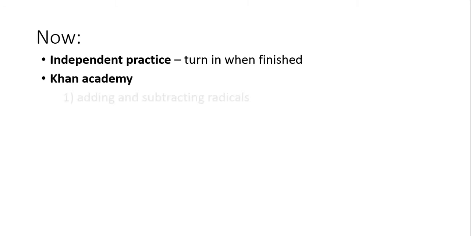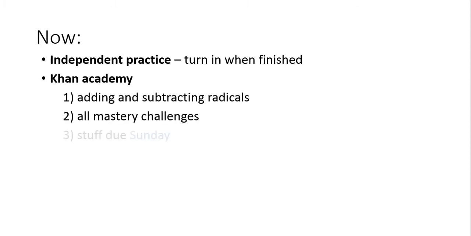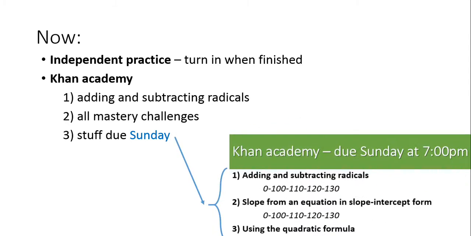And right now you're going to first work on your independent practice, and you'll turn it in when you're finished. Then you'll go to Khan Academy and you'll work on adding and subtracting radicals. You'll do all your mastery challenges, and when you finish that, you'll work on all the stuff that you have due Sunday, which once again are these objectives. After that, you can work on your extra credit, which is on the right side of the board.